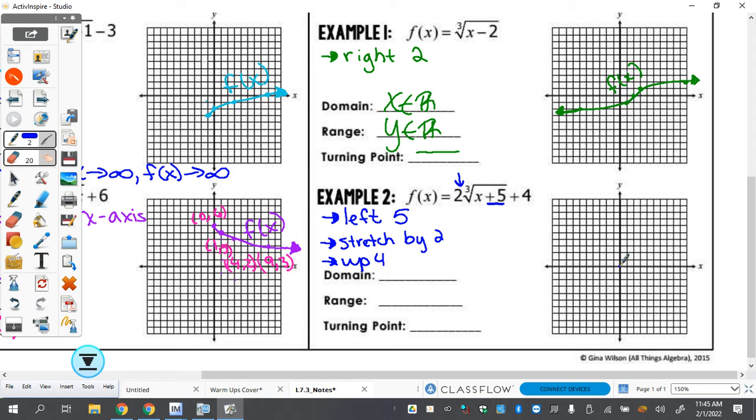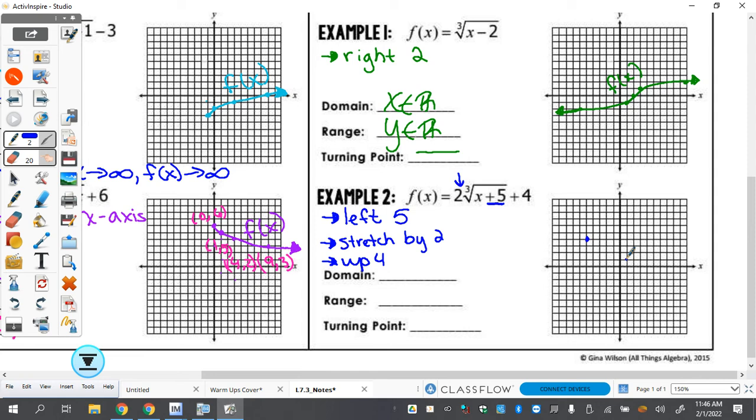So on my parent function, the first point that I'm going to deal with is 0, 0. I always start with that one. There's really no rhyme or reason. I just do. So I'm going to go left 5. 1, 2, 3, 4, 5. 0 stretched by 2, because you're going to use the y values when you do that stretch. So 0 stretched by 2 is still 0. And then I'm going to go up 4. There's my final point. So again, that was my 0, 0. Left 5, up 4 is what ended up happening for that one.